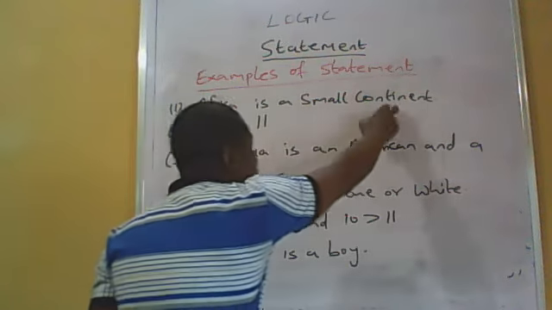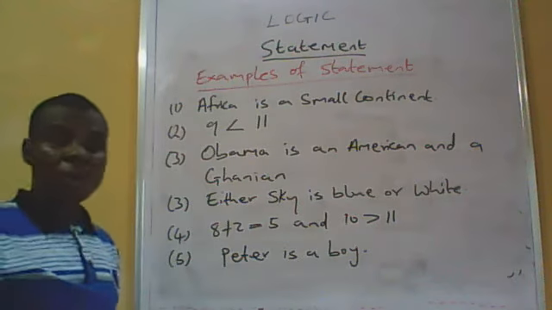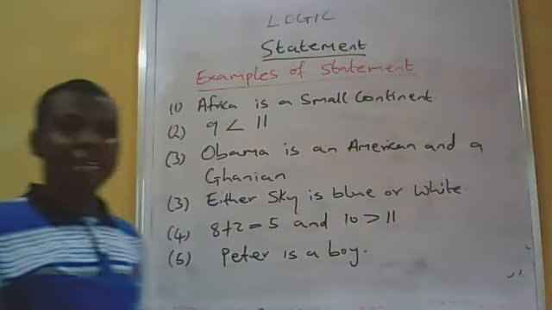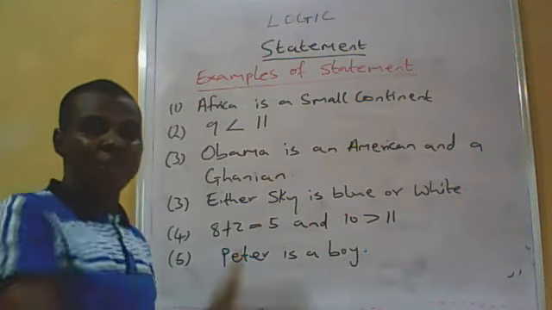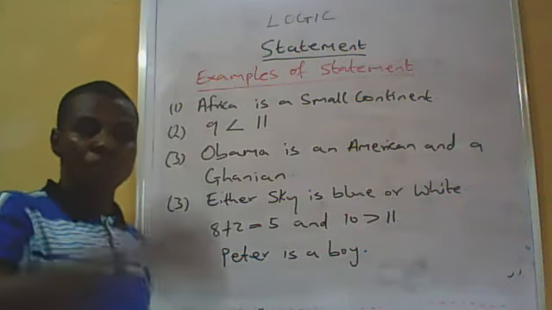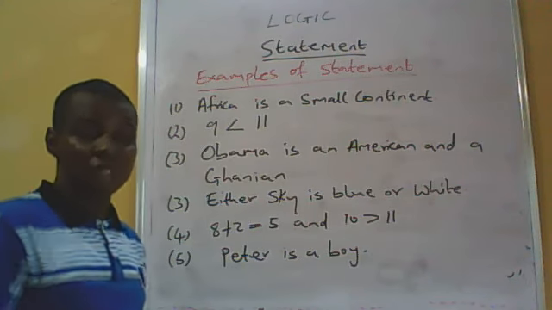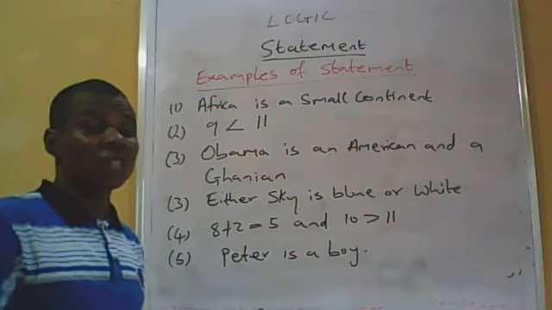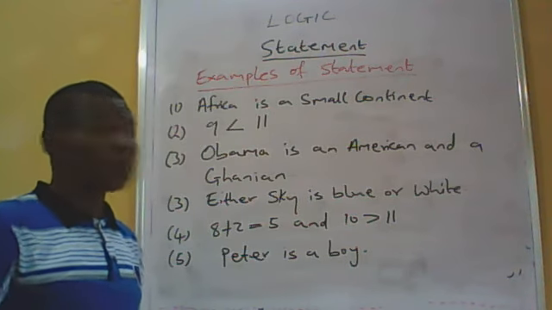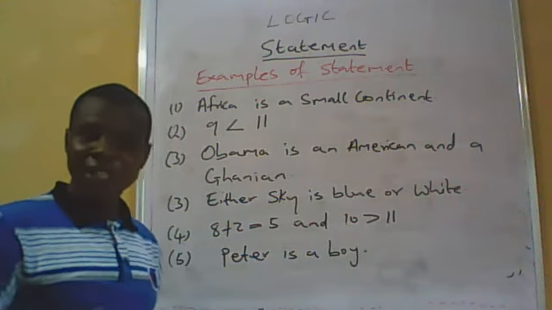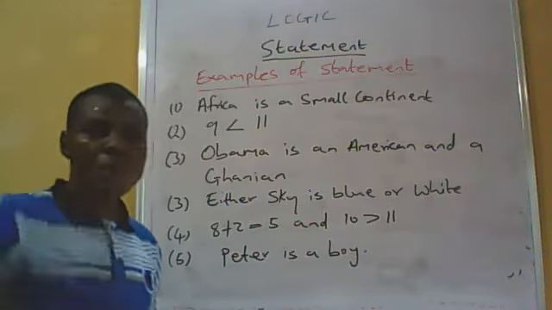1. Africa is a small continent. This statement presents an opinion that can be judged truth or false. Somebody can challenge you and tell you that Africa is not a small continent. If that person proves it, it stands that it is not true that Africa is a small continent. So this statement can be judged to be truth or false.